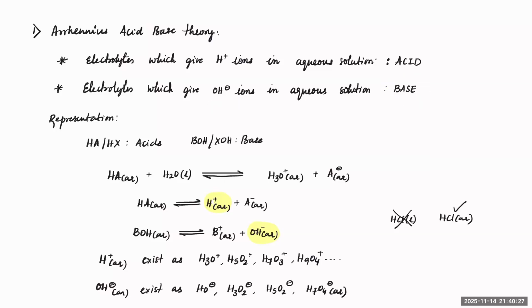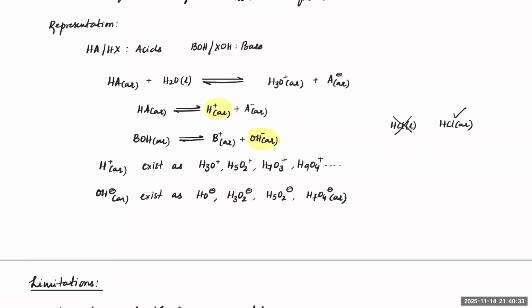This is a very schoolish definition. I'm sure you all must have heard about this as well. Now, the usual representation is like this: HA or HX. If I write this way, that means I'm referring to acids. BOH or XOH means I'm referring to bases. Now see, if you have HA added to water and it ionizes as H3O plus and A minus, that means we are writing about acids. So HA aqueous will give you H plus aqueous plus A minus aqueous. BOH in aqueous solution, if it gives B plus and OH minus aqueous, this is a base.